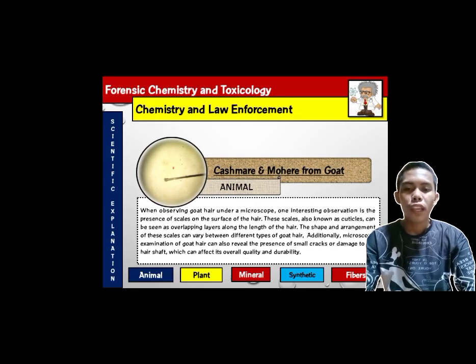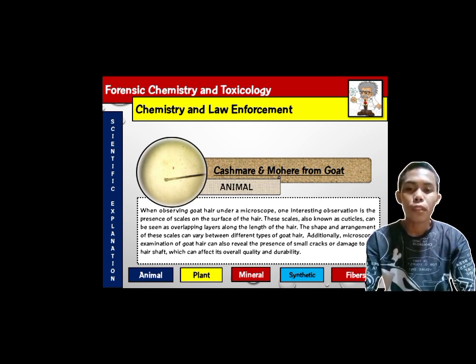When observing goat hair under a microscope, one interesting observation is the presence of scales on the surface of the hair. These scales, also known as cuticles, can be seen as overlapping layers along the length of the hair. The shape and arrangement of these scales can vary between different types of goat hair. Additionally, microscopic examination of goat hair can also reveal the presence of small cracks or damage on the hair shaft, which can affect the overall quality and durability.